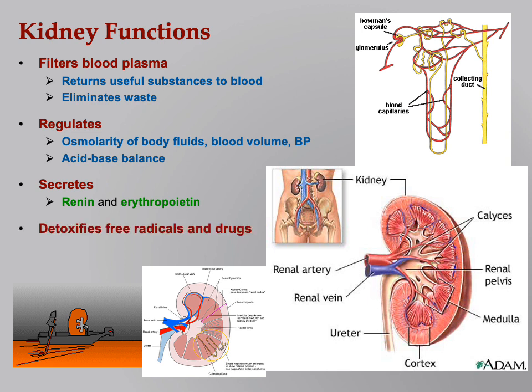Detoxifies free radicals and drugs. So yeah, the kidney pulls out things in your blood that are not supposed to be there. Like you drink coffee, and so you get caffeine. And as caffeine passes through, the kidney says, what's this stuff? This isn't supposed to be here. And so it dumps it out. Same thing, alcohol.